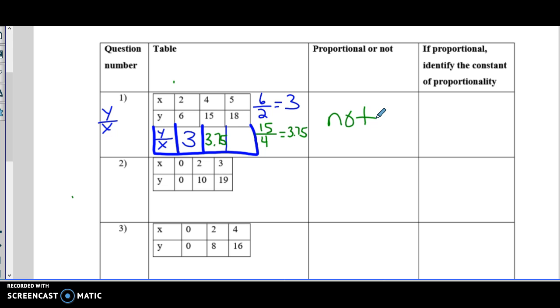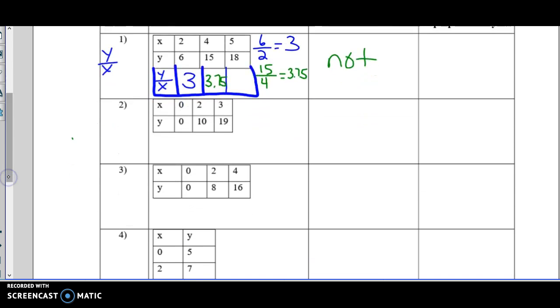Let's take a look at the second one. In example 2, again, I'm going to do Y divided by X. This table meets the first requirement. When X is 0, Y is also 0. So now I need to do Y divided by X. So I'm going to do 10 divided by 2. And when I simplify that, I get 5.